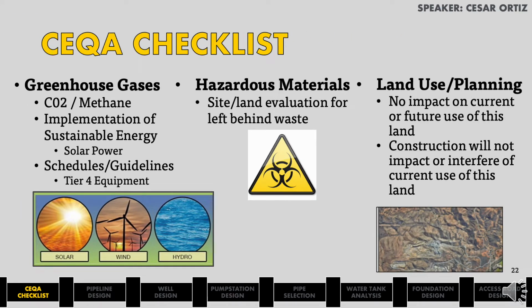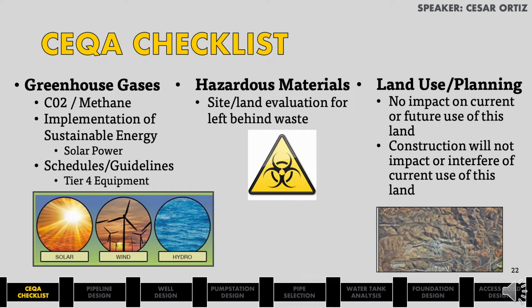My name is Cesar Ortiz, and I'll be continuing the SECA checklist sections with the following three categories, which are greenhouse gases, hazardous materials, and land use planning. Greenhouse gas emissions' biggest effects are on the climate and air quality. The two main greenhouse gases are methane and carbon dioxide, which trap heat within the Earth's surface. Our proposed mitigation for this category is to choose a sustainable energy source. We chose to go with solar energy due to the high sunlight period in Cajalco Creek. Also, during construction, only Tier 4 equipment will be used to ensure that equipment engines running during construction are emitting the least amount of fossil fuels.